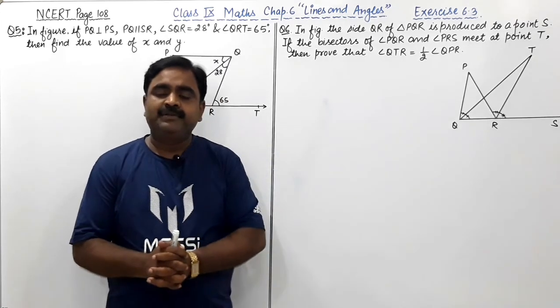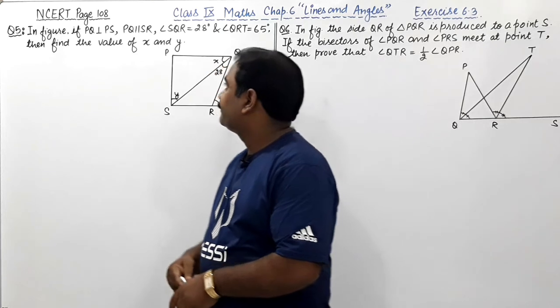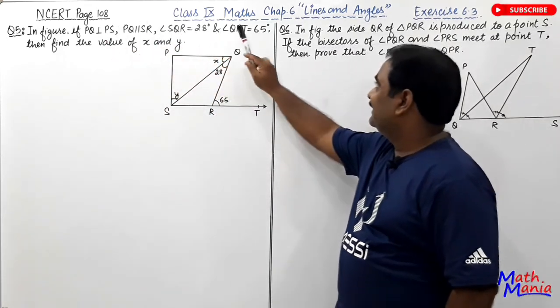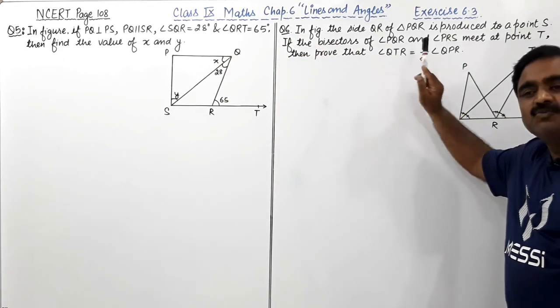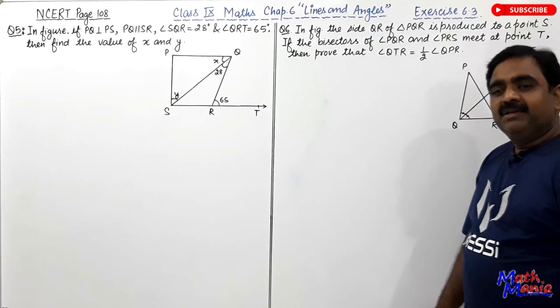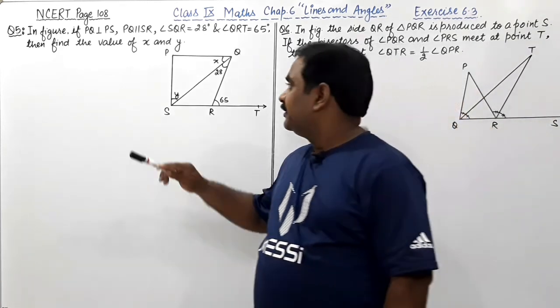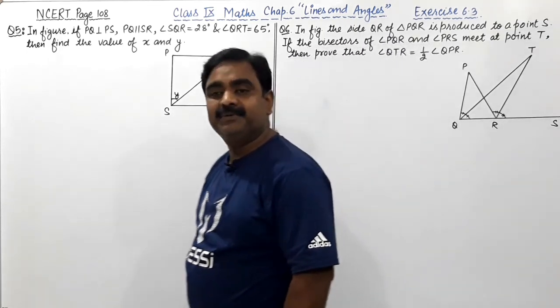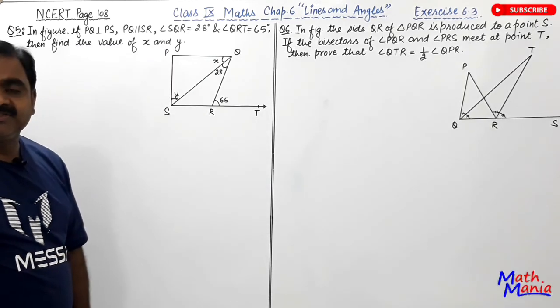Dear friends, today we are going to discuss the NCERT textbook page number 108, class 9th mathematics, chapter 6, Lines and Angles, exercise 6.3. In this we have already discussed questions number 1 to 4; questions number 5 and 6 are remaining. So these two questions we are going to discuss right now in this present session.